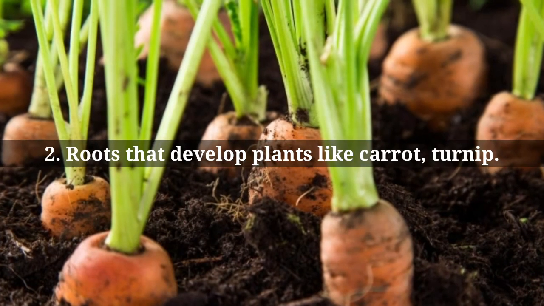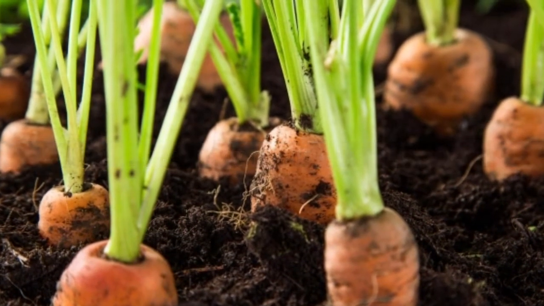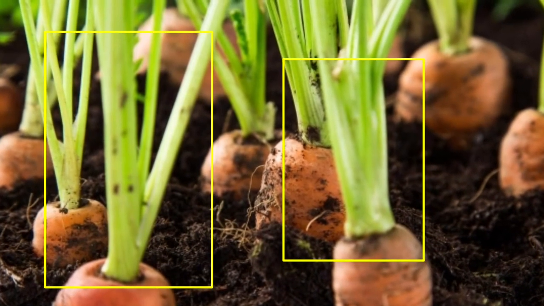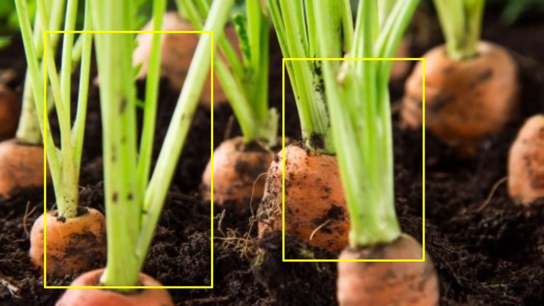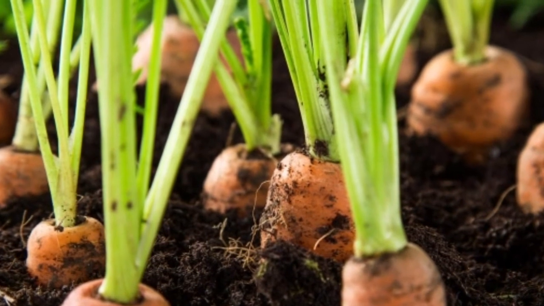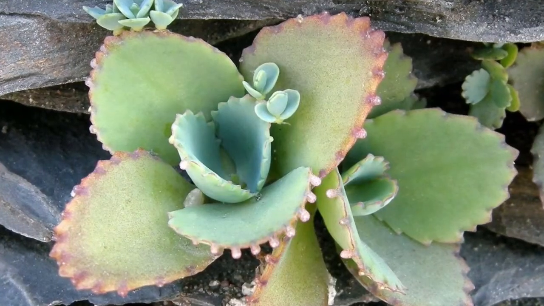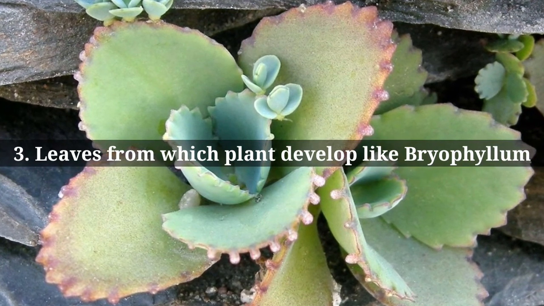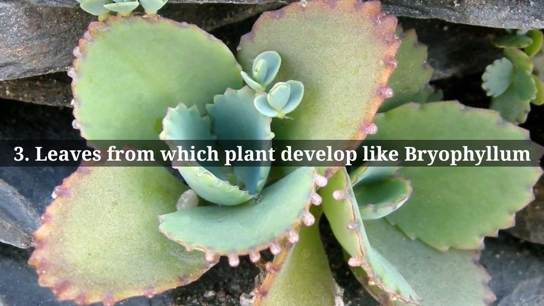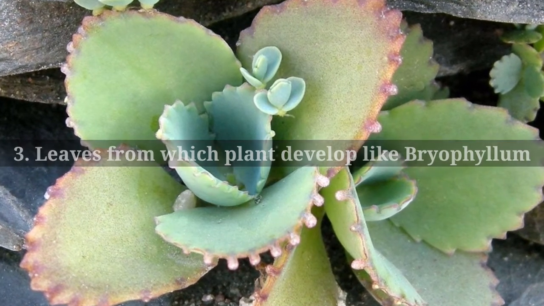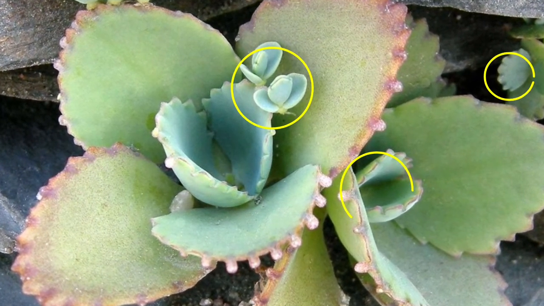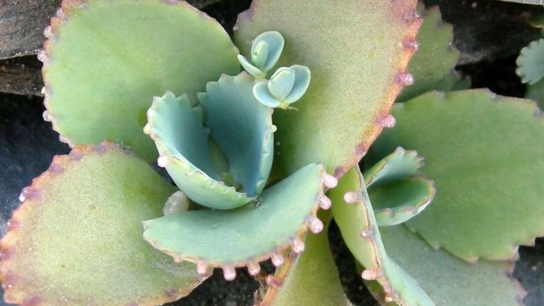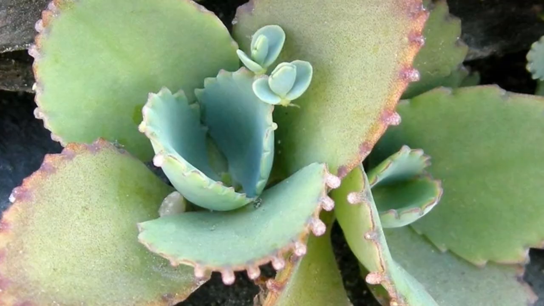Carrot is actually a taproot whose upper part develops into a new plant. When we cut this upper part and burrow it in the soil, the new plant comes out from that upper part of the carrot. The third mode is the leaves. Now leaves of some plants develop into new plants. The best example over here is bryophyllum. So this bryophyllum has leaves on its apex which grow into new plants when they are burrowed in the soil.